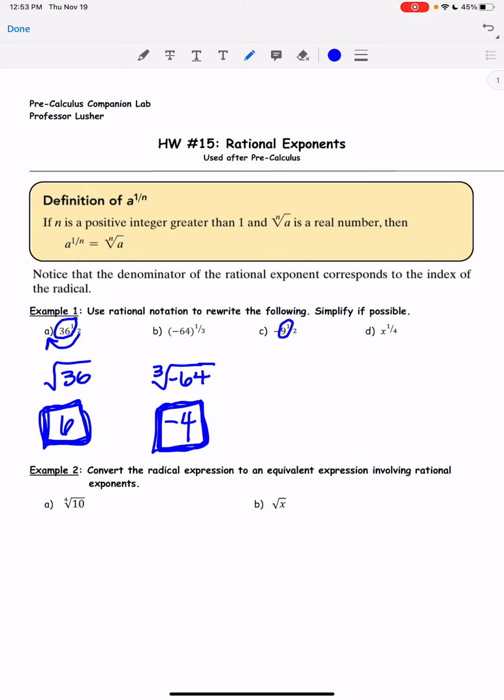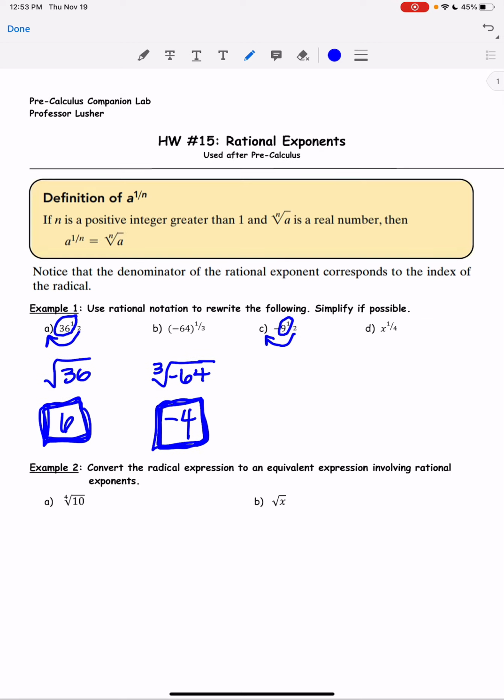So we'll have 9 to the first, and that 2 will come around, and that negative is outside. So this becomes negative square root of 9 to the first. But again, we don't need that first power. So negative square root 9 is going to be negative 3. Square root of 9 is 3, and then that negative gets tacked on. So make sure you know the difference between these two with that negative. One's in parentheses and one is not.